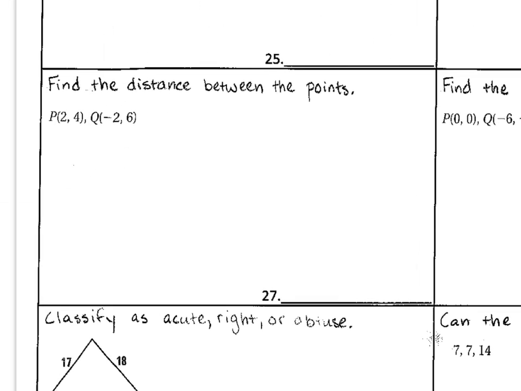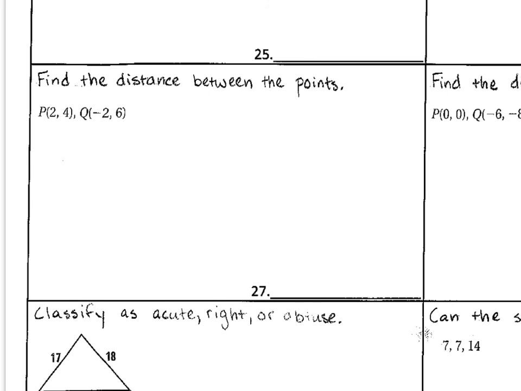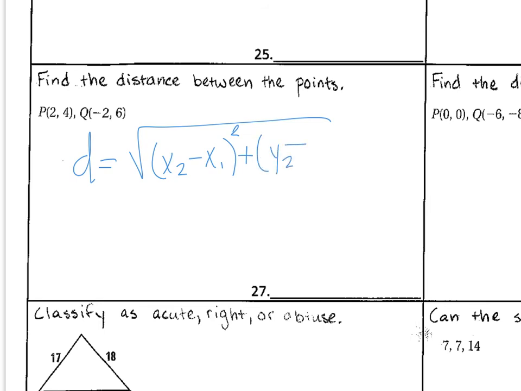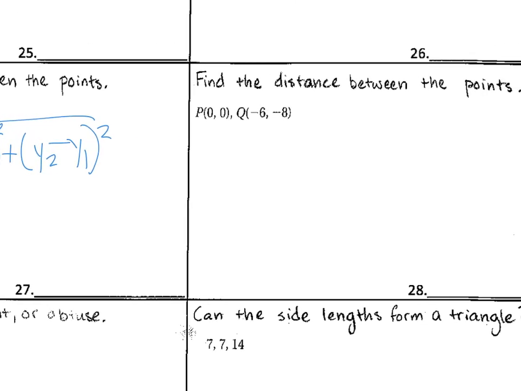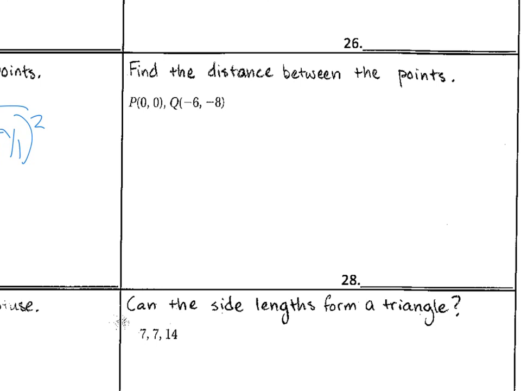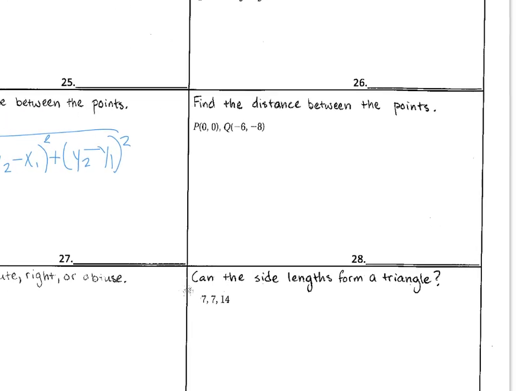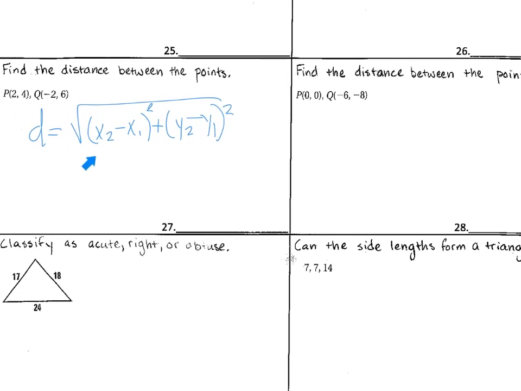In number 27, again we're finding the distance. So I'll give it to you again since it was on the last page. y2 minus y1 squared. That's for 27 and for 28 as well if you look over there, okay? Just use that same equation here, okay?